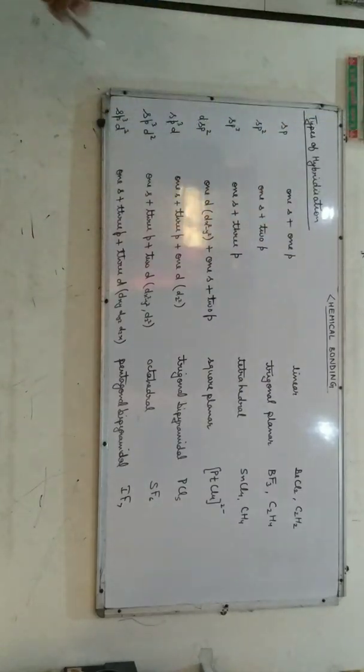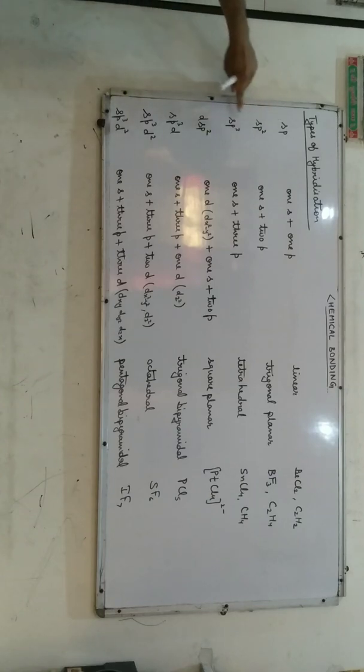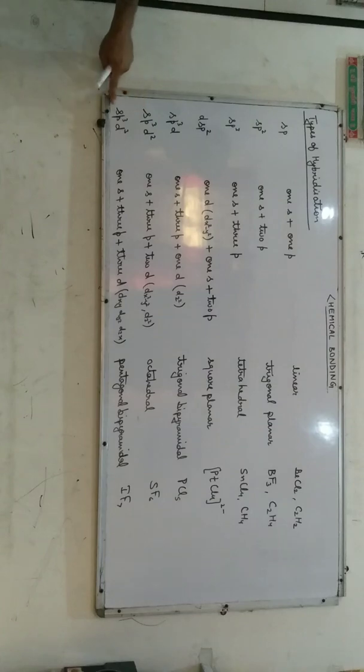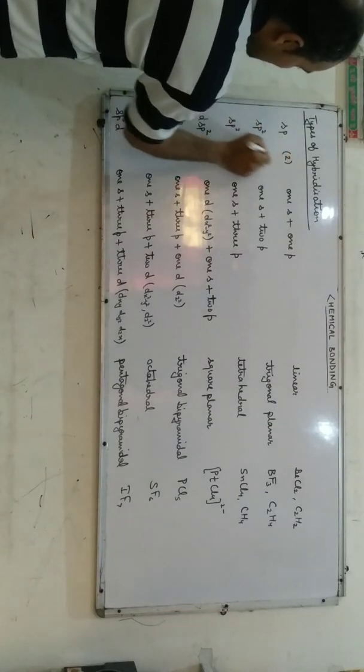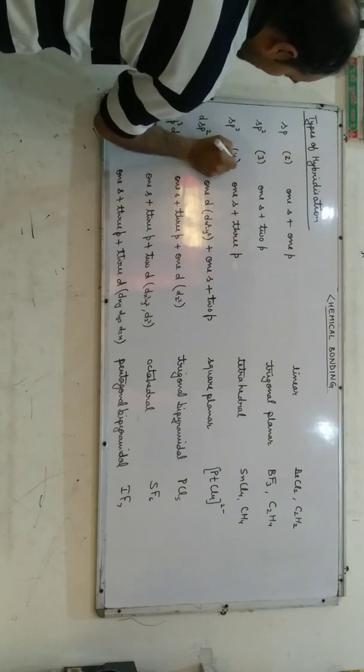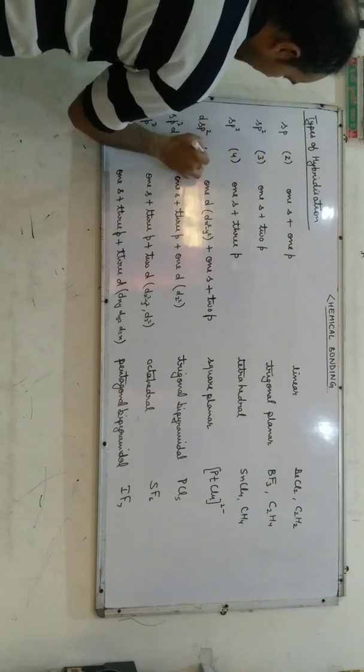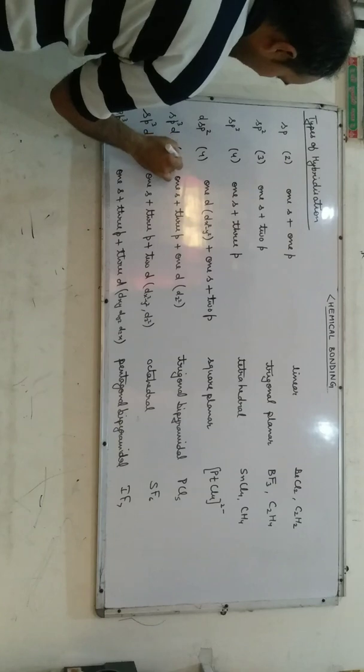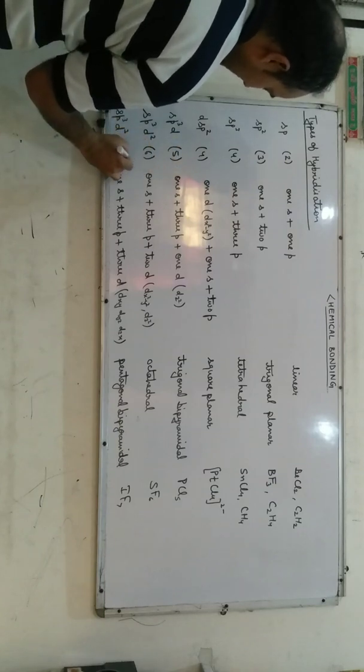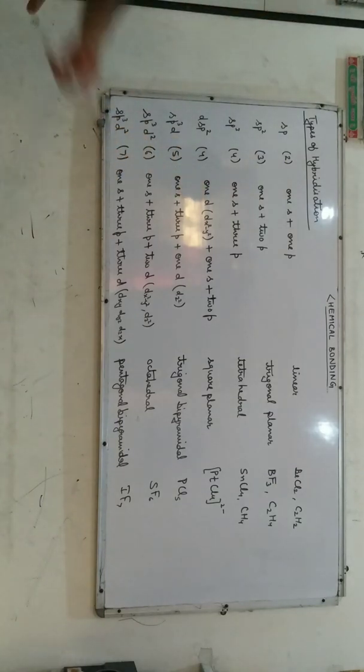So from this chart we notice the types of hybridization are of 7 types: sp, sp2, sp3, dsp2, sp3d, sp3d2 and sp3d3, in which a total number of 2, 3, 4, 5, 6, 7 orbitals are involved. Their respective shapes are mentioned and the examples are given below.